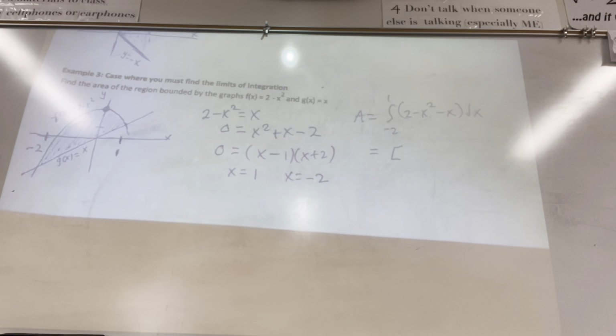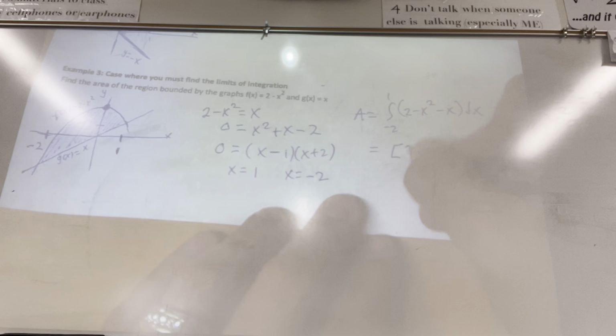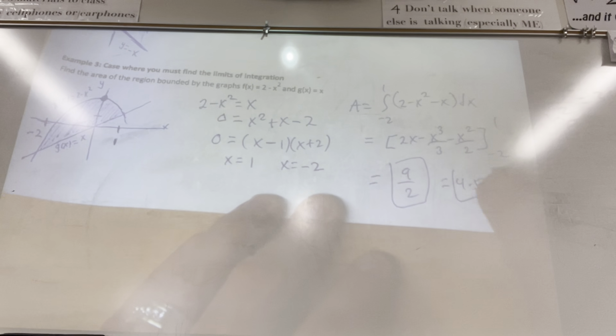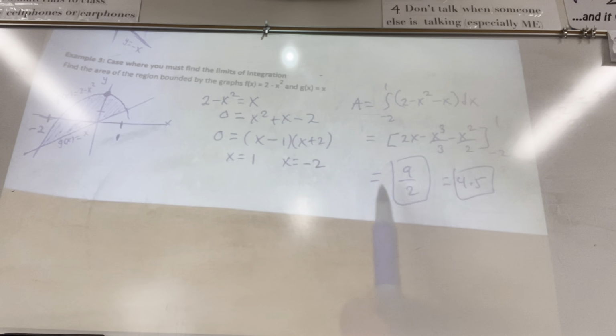Okay, Daniel Mendez, what's the antiderivative? I got 2x minus x cubed over 3 minus x squared over 2 from negative 2 to 1. Thank you. That's right. So there's the antiderivative, and then we would plug them in and subtract. We're going to save some time here. At the end you get 9/2 or 4.5. Setup is what I was looking for.